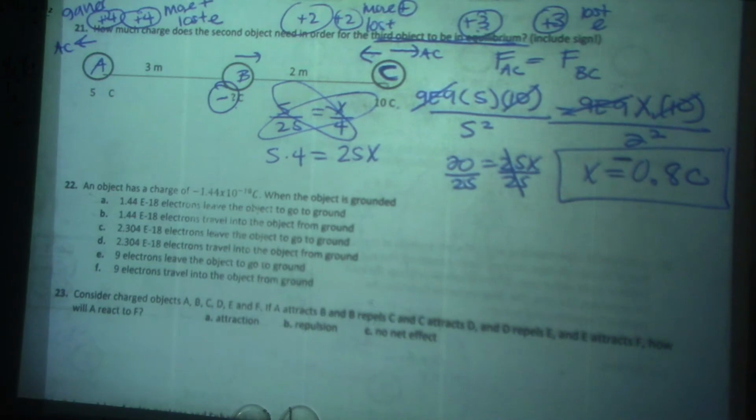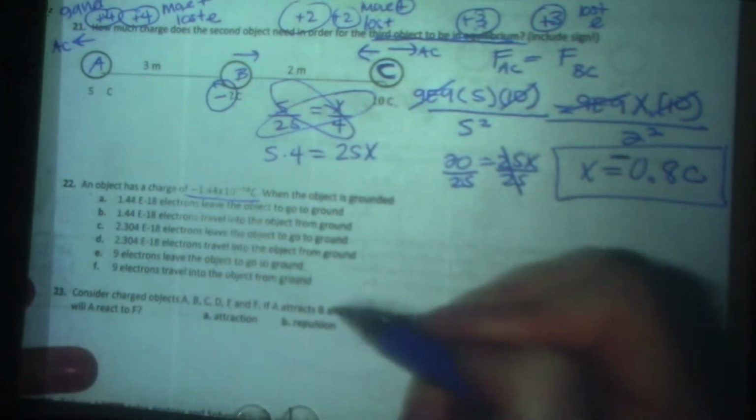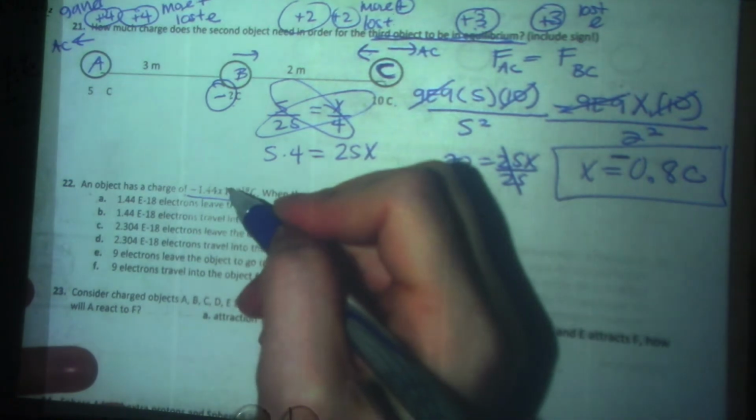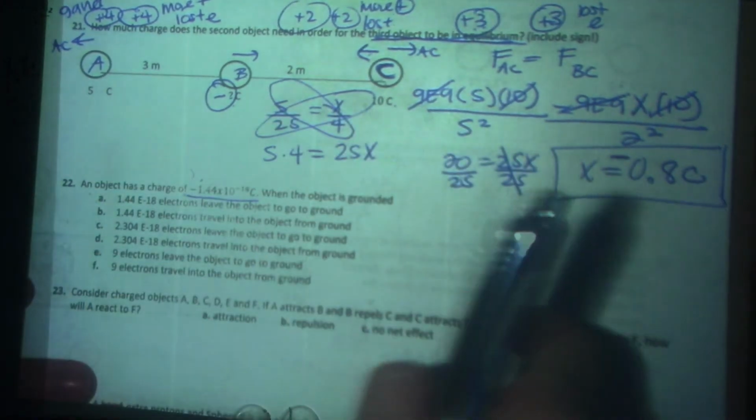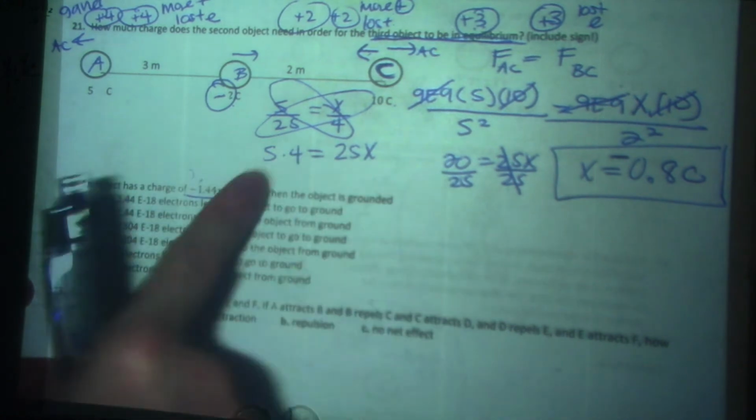Number 22, an object has this charge when it is grounded. Remember, to ground something means to make it neutral. So if you have something that is negative and you are making it neutral, it means you're going to lose those electrons to make it go to neutral, because it already has lots of extra electrons. So I need the electrons leaving the object, because if you add more electrons in, it just becomes more and more negative.